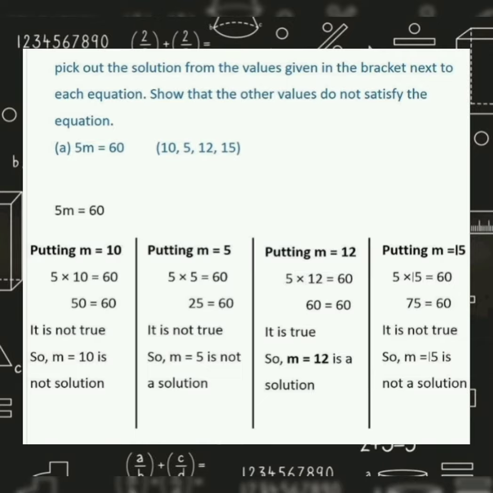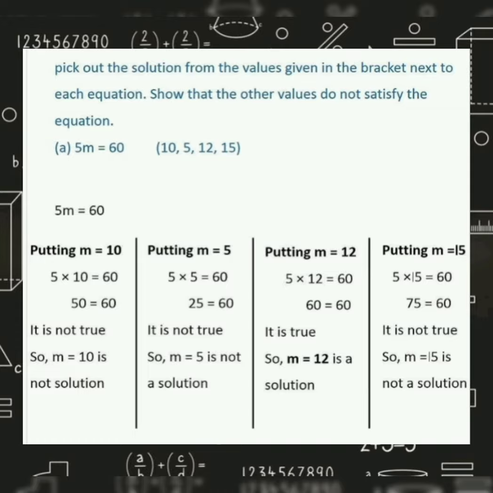First substituting m is equal to 10, 5 into 10 is equal to 50, that is left hand side, and right hand side it is 60. 50 is equal to 60 is not true. So m is equal to 10 is not a solution. Then putting m is equal to 5, 5 into 5 is 25, which is equal to 60 is not true. So m is equal to 5 is not a solution.